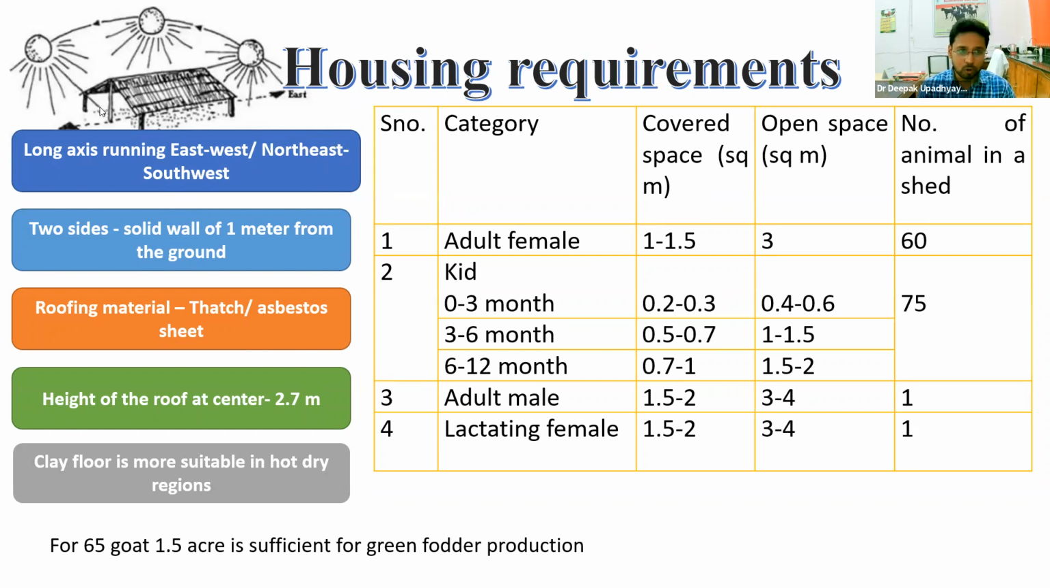You have to make an open type of farm in most parts of our country, but in cold climates or heavy rainfall areas, this changes. Roofing material also depends on the climatic condition, mostly thatch, asbestos or sheet, and then height is very important. So this is about the housing requirement.